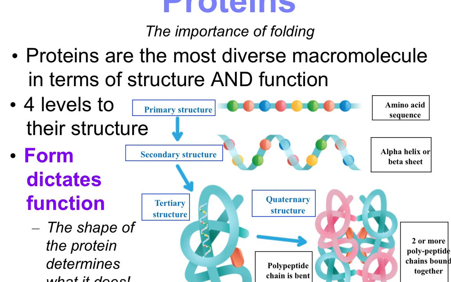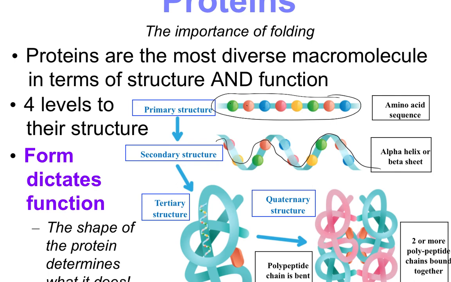There are 4 different levels to a protein, and the form that the protein takes on will often dictate its function. The shape of the protein determines basically what it does. So here we have the primary structure of a protein. Remember I said the peptide bonds, amino acids linking together? A secondary structure will often form this alpha helix, also known as a beta sheet, and it'll start to twist on itself. Kind of looks like DNA, but don't get it confused because it's not.